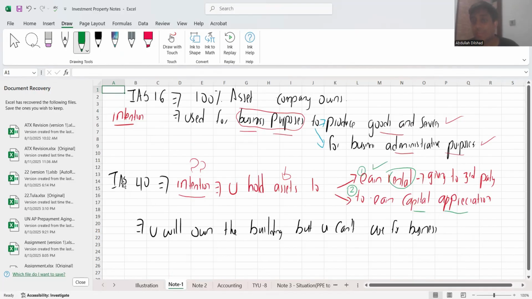That is why they came up with a standard called IAS 40. What does IAS 40 say? If you have an asset, a building, a land, or an office, with the intention of giving it on rent to a third party, number one, or number two, holding that asset to generate capital appreciation, then you can treat it under IAS 40.